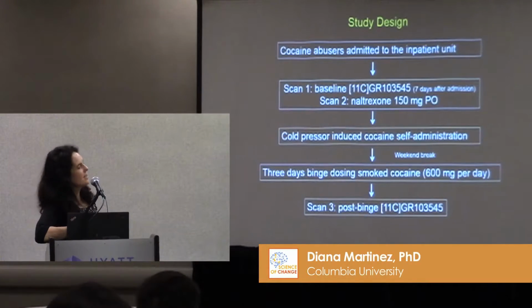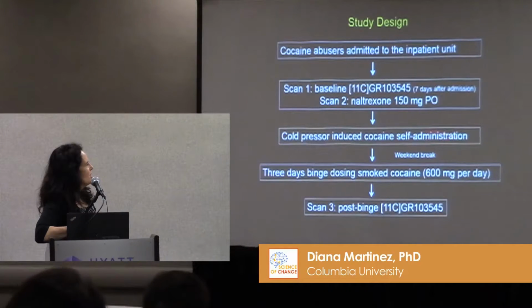This was the design of the study. We had the cocaine-dependent subjects admitted to the hospital. We have them monitored for abstinence. They're in the inpatient unit. We then do a scan with GR103545. That's our kappa agonist tracer. We then did a naltrexone scan so we could get non-specific binding. After that, we brought them into the laboratory and we did cocaine self-administration sessions.